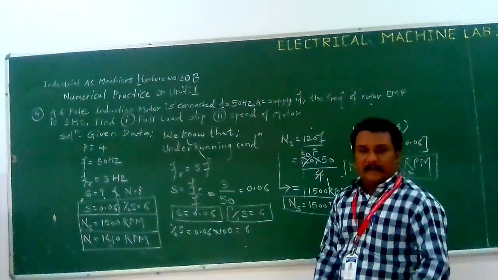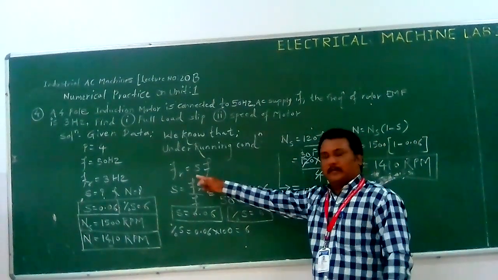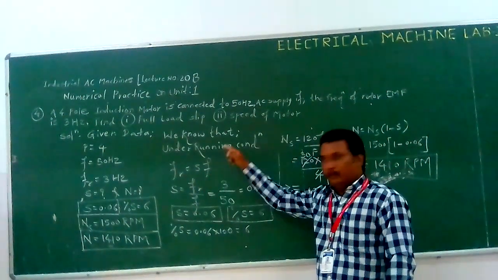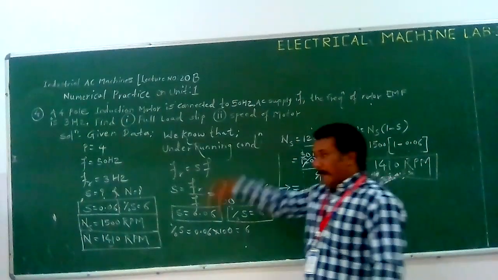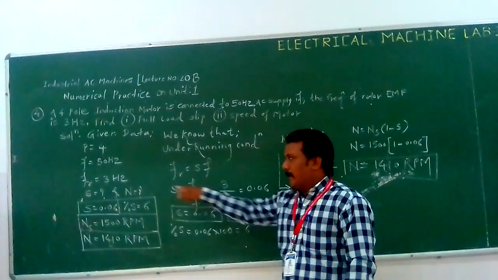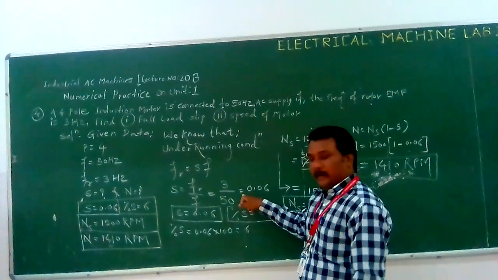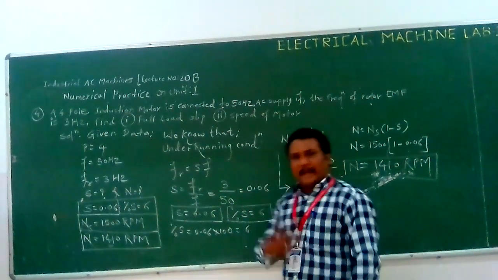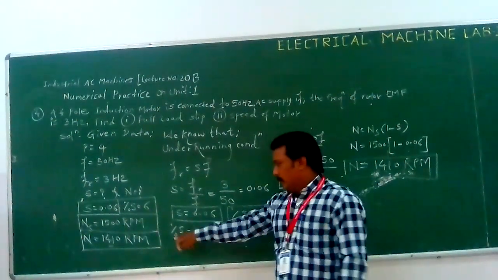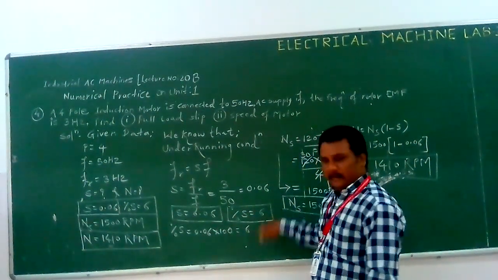We know that under running condition, the frequency of rotor induced EMF is equal to the product of slip and the supply frequency, meaning Fr is equal to S into F. By rearranging the terms, S will be Fr upon F. Here Fr is given as 3 Hz, F is given as 50 Hz, 3 upon 50, and it will be 0.06, but it is a fraction. We are determining it in percentage. Percentage: the fraction multiplied by 100, and it will be 6. So the percentage will be 6.